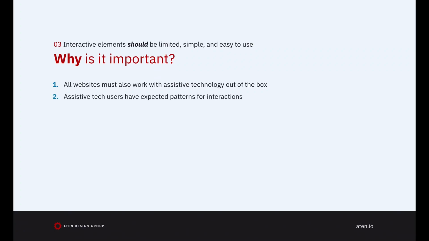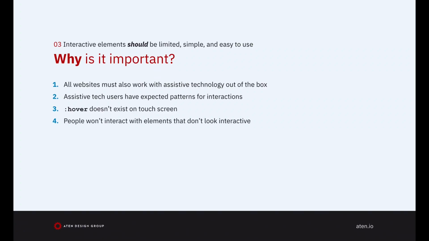And assistive technology users have expected patterns for the interactions. So everything you create has to fall in line with that. But if you don't know what those expected patterns are, it's going to be kind of a pain. Hover doesn't exist on touchscreen. Hover doesn't exist for keyboard users. Hover doesn't exist for screen readers. So don't overcomplicate your design by hiding information.